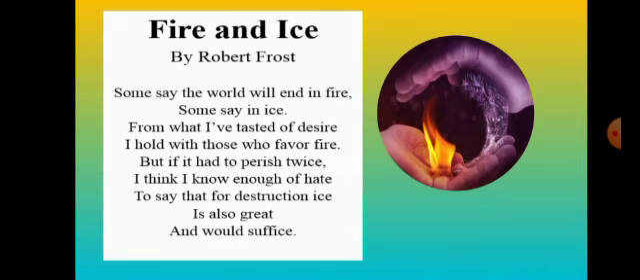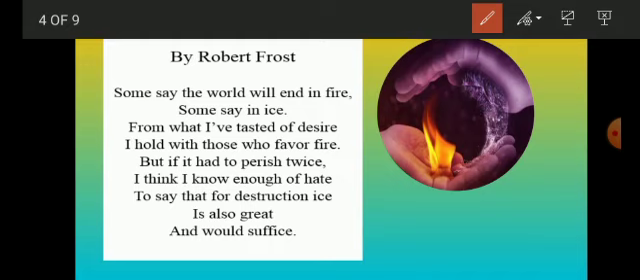The poem Fire and Ice, as I said, is written by Robert Lee Frost. In this poem, the poet mentions two sets of emotions or inner feelings by using two destructive elements, fire and ice. So as you can see here, these are the two destructive elements: one is fire and the other one is ice.